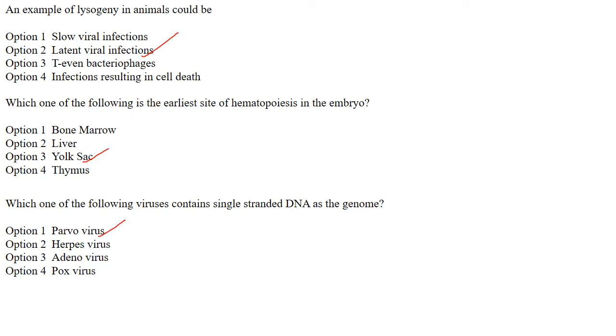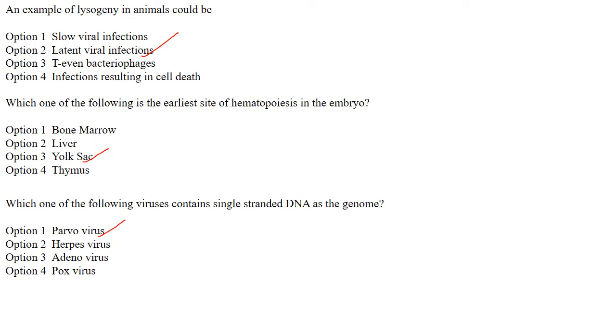An example of lysogeny in animals could be, so viral latency is the ability of a pathogenic virus to lie dormant, that is latent, within a cell, denoted as the lysogenic part of the viral life cycle. A latent viral infection is a type of persistent viral infection which is distinguished from a chronic viral infection. So answer is option 2, that is latent viral infections.